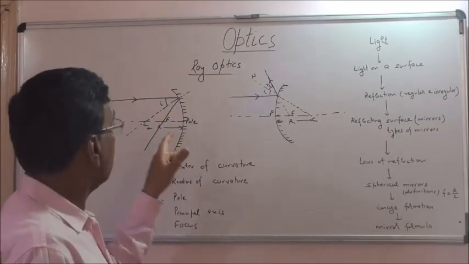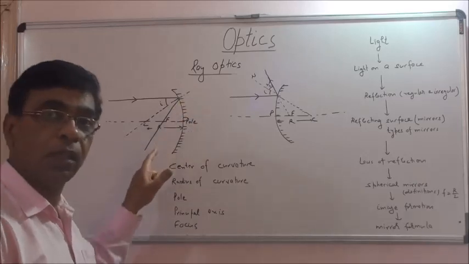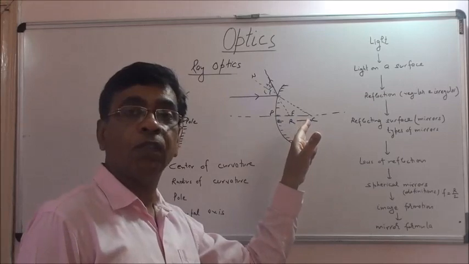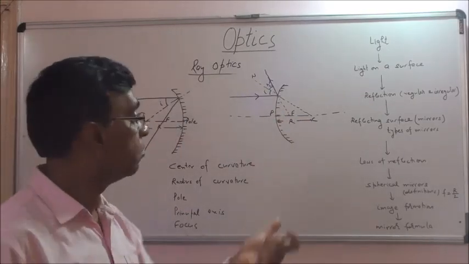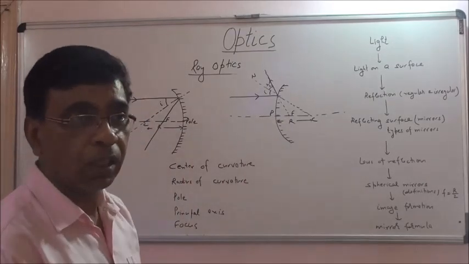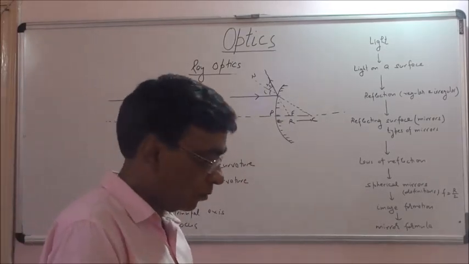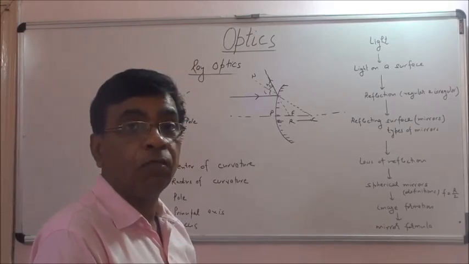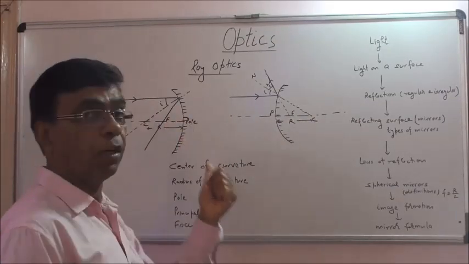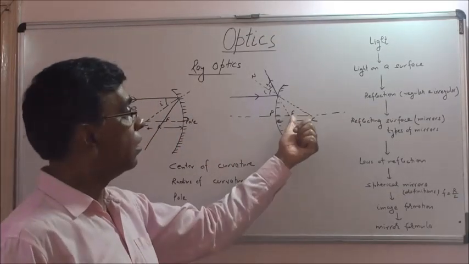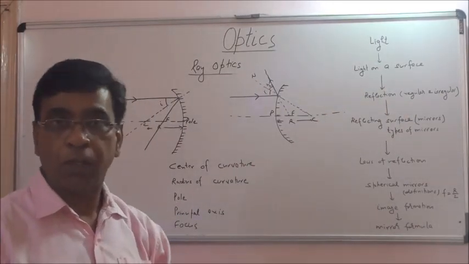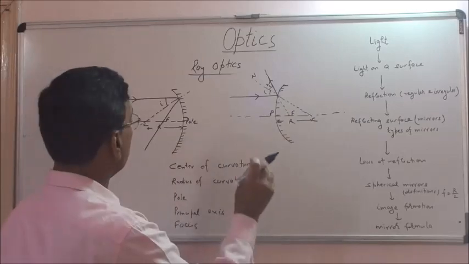See the difference. Here is the point through which the ray passes after reflection; here is the point from which the ray appears to come. Such points or such images we will call virtual points or virtual images. This is the real point where the ray is actually passing, and here the rays only appear to come from that point, so we call it a virtual point.